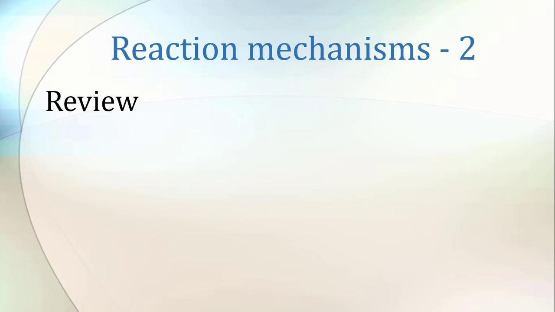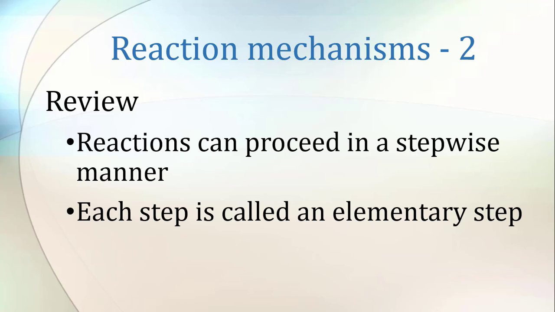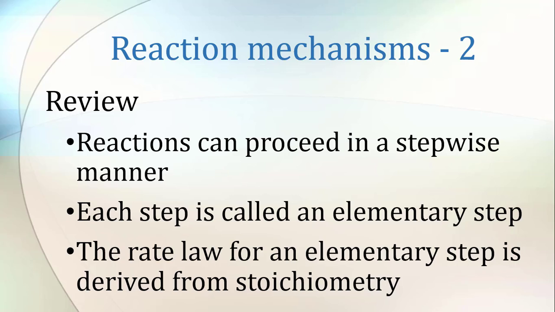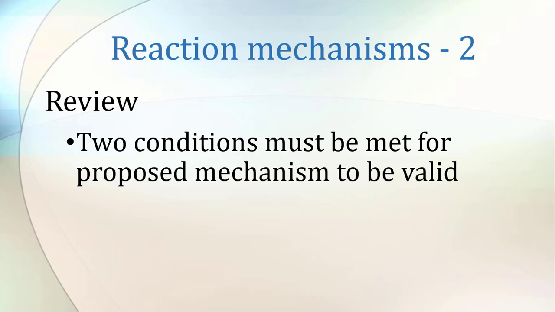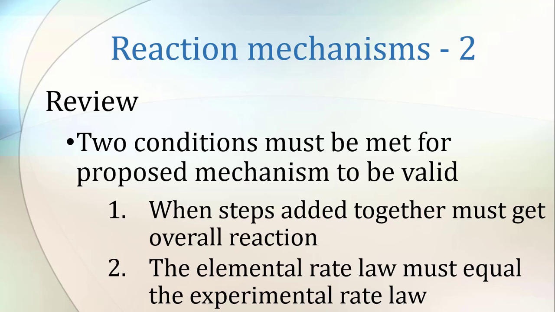So to review, reactions can proceed in a stepwise manner, even if there's only one step. Each step is called an elementary step or an elementary reaction. The rate law for an elementary step is derived from the stoichiometry of that step. Rate equals K times the concentration of the reactant raised to its coefficient. You have to meet two conditions for a valid mechanism. You must get the overall reaction when the steps are added together. The rate law for the slow elementary step must equal the experimental rate law.